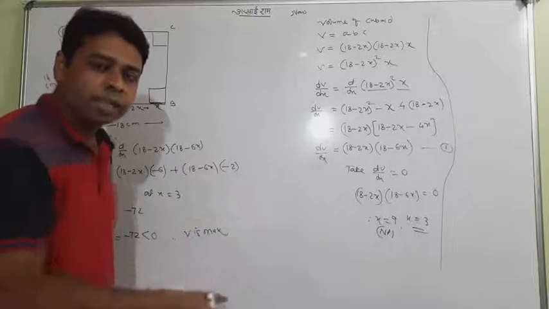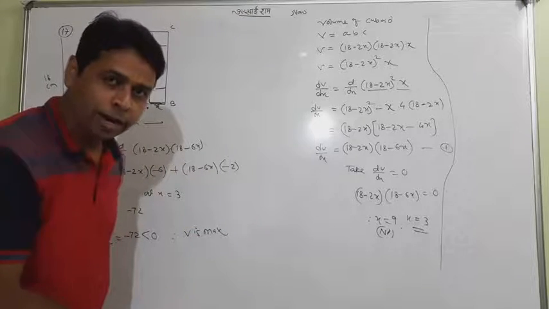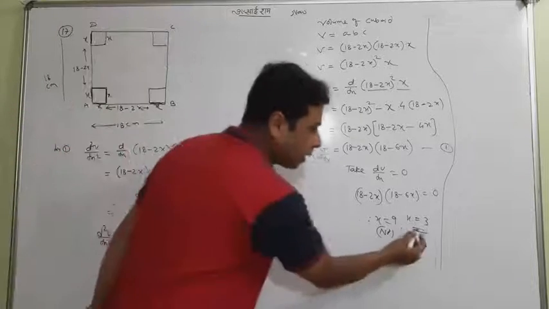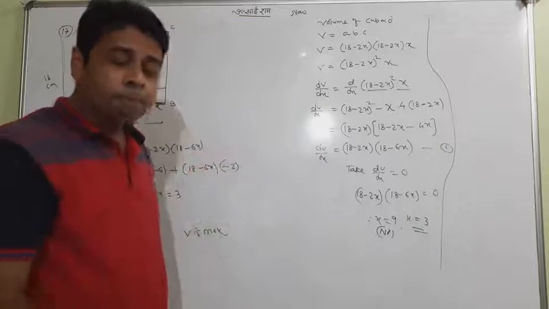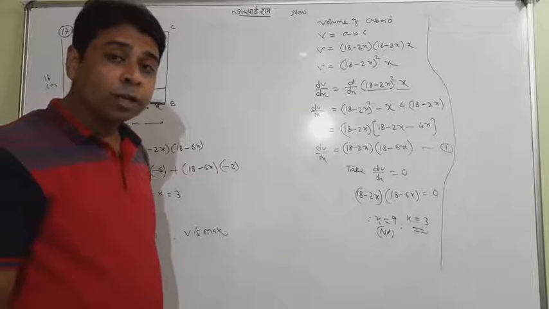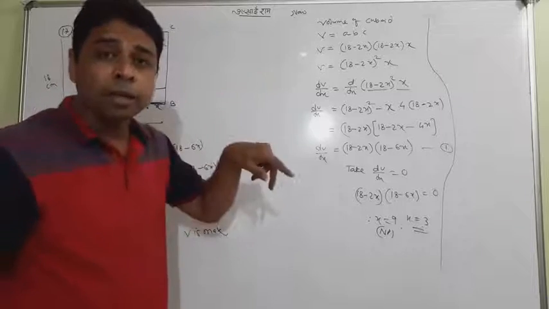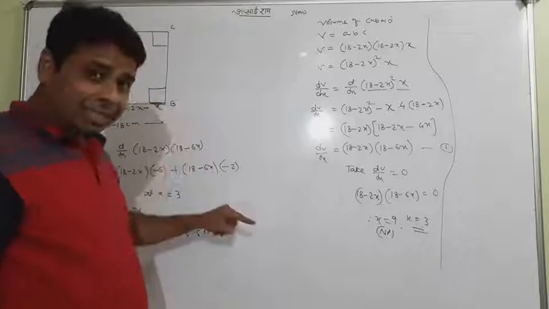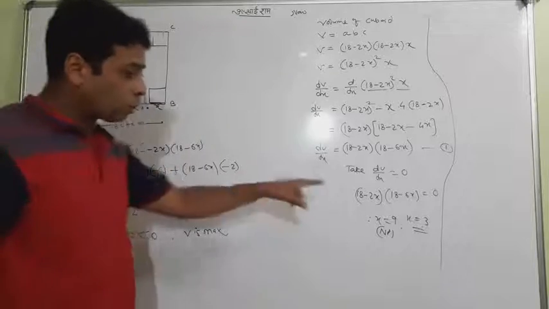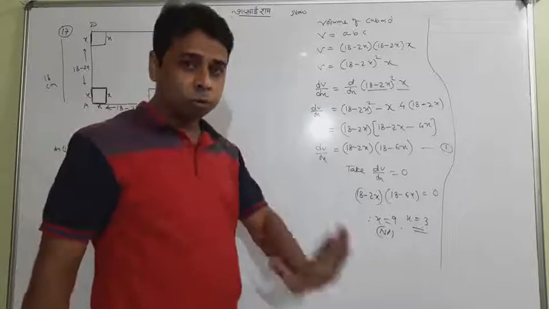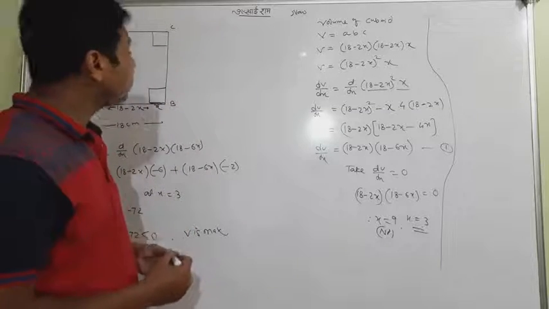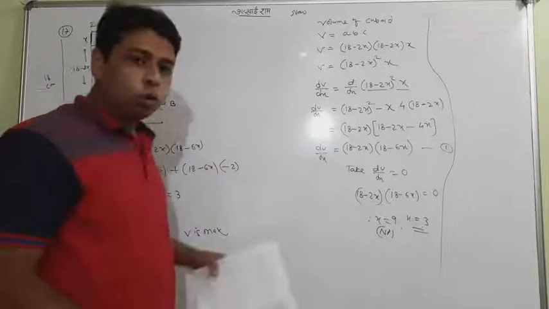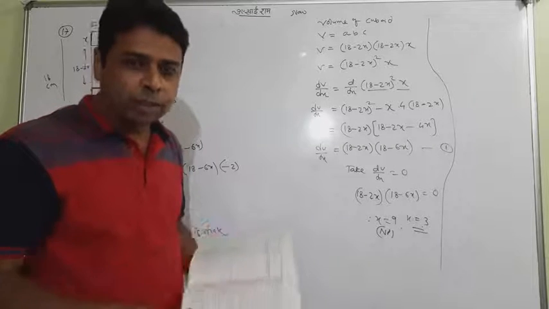We were asked that V should be maximum. We have got it. And what is the answer? We have x equal to 3. What question was asked? The side of the square which is actually cut from the corner, and we assumed it was x. We got x equal to 3. So the final answer is x equal to 3 and volume is maximum. That was the question. So I think till now you just got a habit to make such kind of questions.